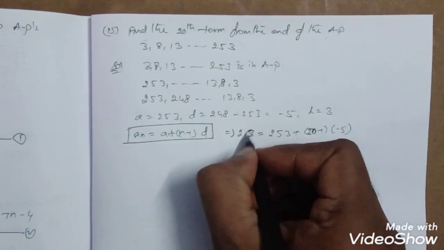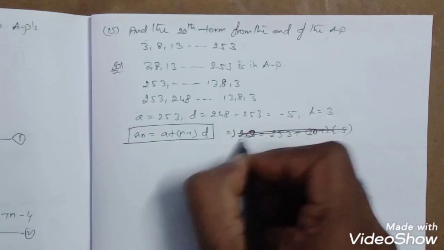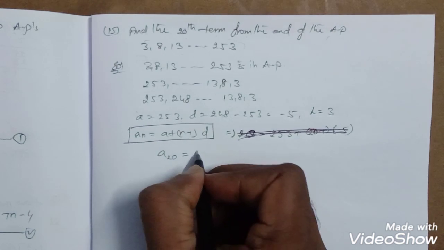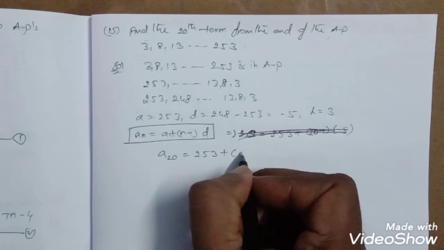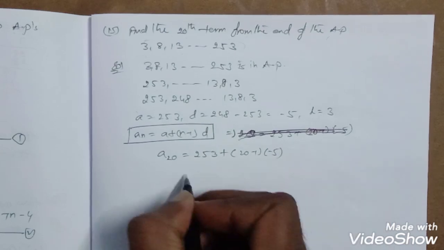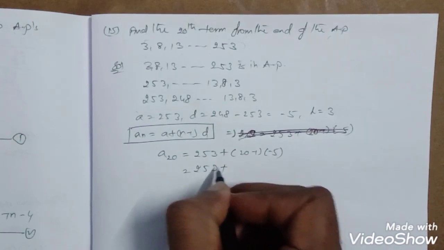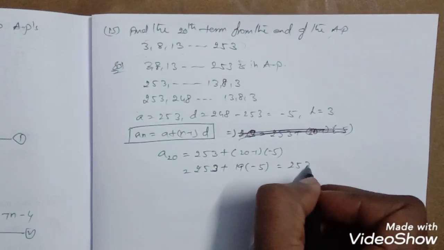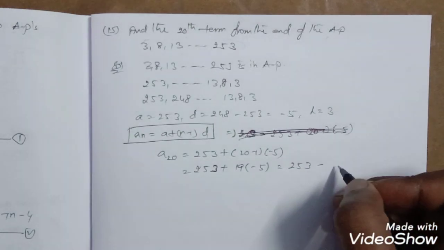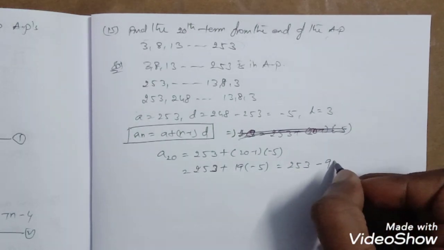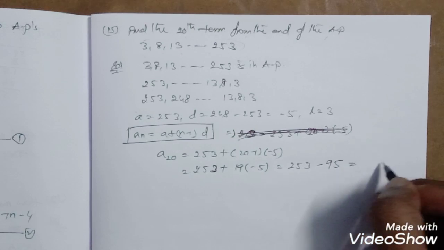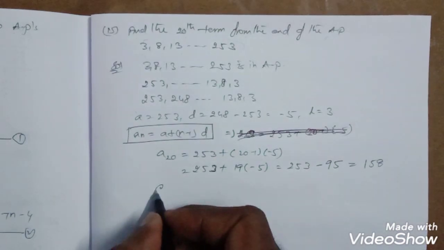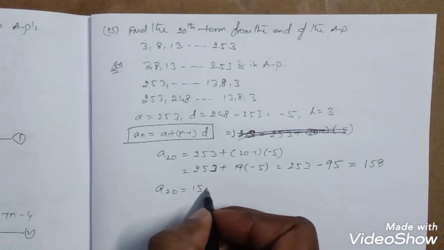So here you have to find the 28th term. So the 28th term, that is a28, is equal to the a value, 253, plus n, which is 28, minus 1 into minus 5. Now here 253 plus 28 minus 1 is 27 into minus 5. So you'll get 253 minus 19 5s. So you'll get here 95. Now if I subtract, you will get 8, 14 means 5, 1. So here the 28th term from the last is given as 158.